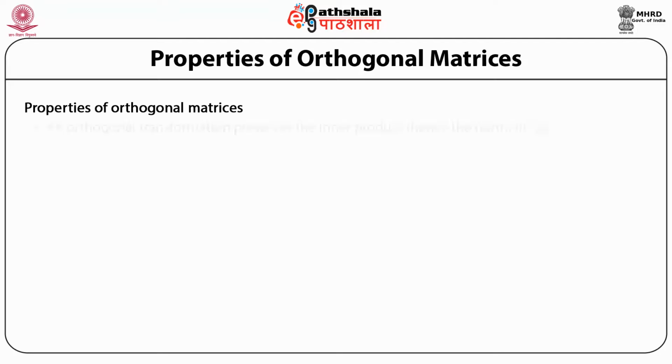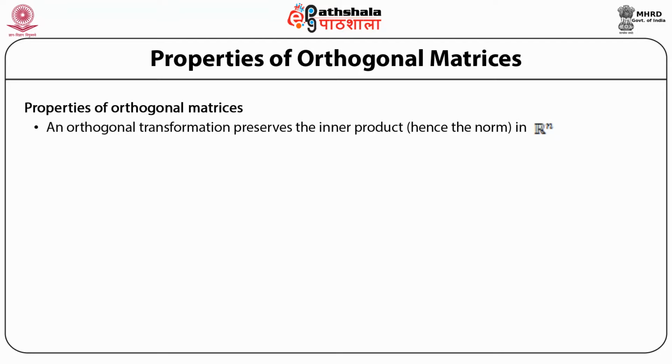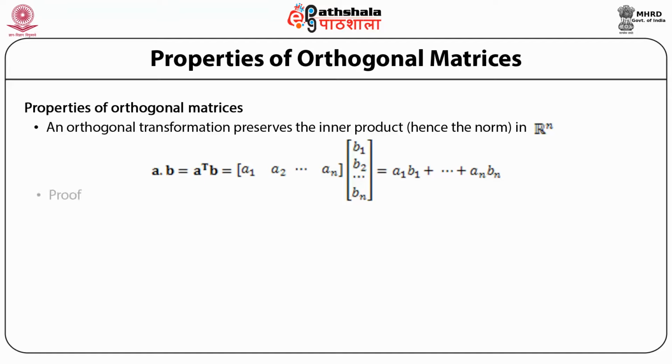We next discuss the properties of orthogonal matrices. First one is, an orthogonal transformation preserves the inner product and hence the norm in R raised to power n. That is, the inner product of vector a with vector b is equal to a transpose into b, which is equal to the row matrix with the elements a1, a2 and so on till an multiplied by the column matrix b1, b2 and so on till bn, which is equal to a1 b1 plus a2 b2 plus so on till an bn. We will now prove it.